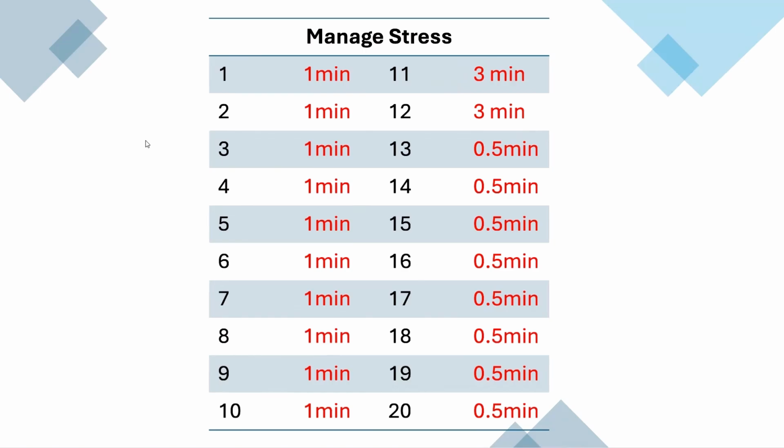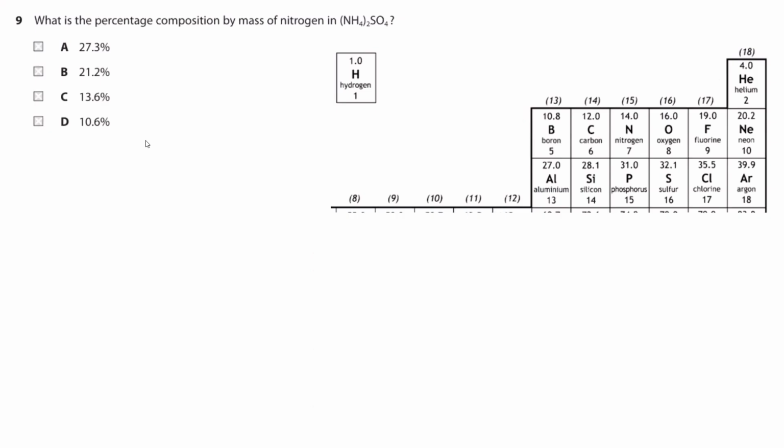Right, let's go to our question number 9. Question number 9, they're asking, so you can see it's again a calculation question. What is the percentage composition by mass of nitrogen in ammonium sulfate? Okay, so first we have to find the molar weight of ammonium sulfate. If you take ammonium sulfate, we have the ammonium group. So let's find the molar weight of ammonium.